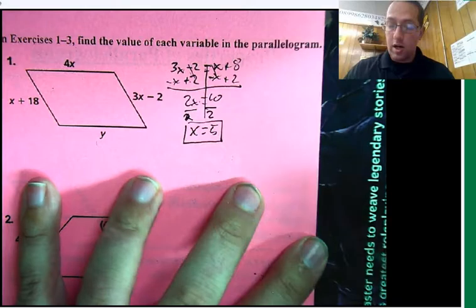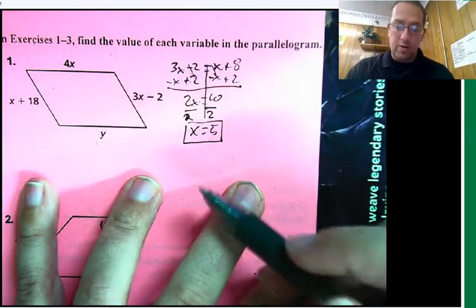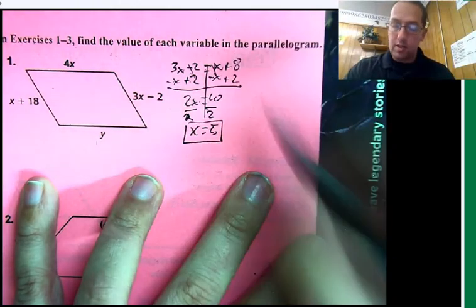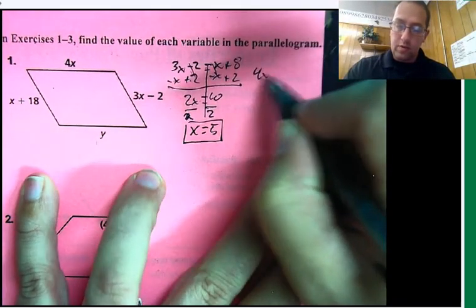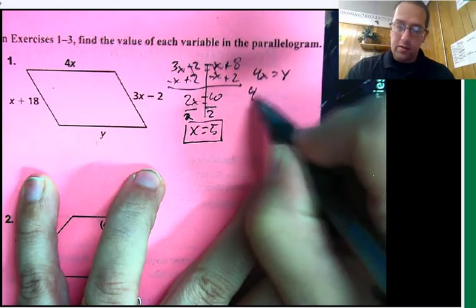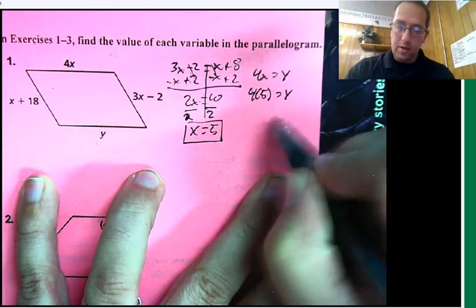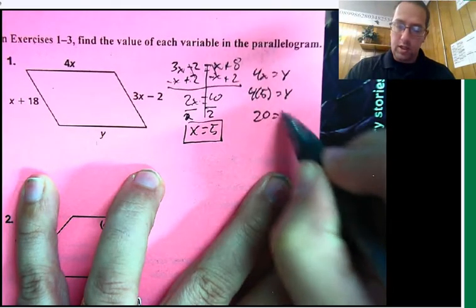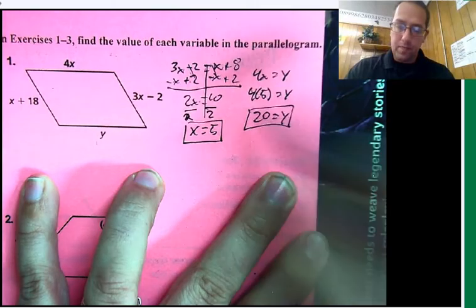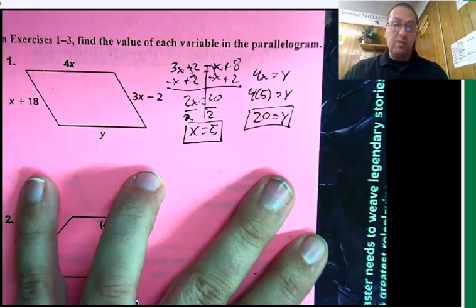Now we have to find y. Well, we still end up with this equals that, 4x equals y. But now I know what x is. So 4x equals y. I know x is 5, so that's 4 times 5 equals y, which means 20 equals y. And now I have both my answers. All right? So that's really not too bad.